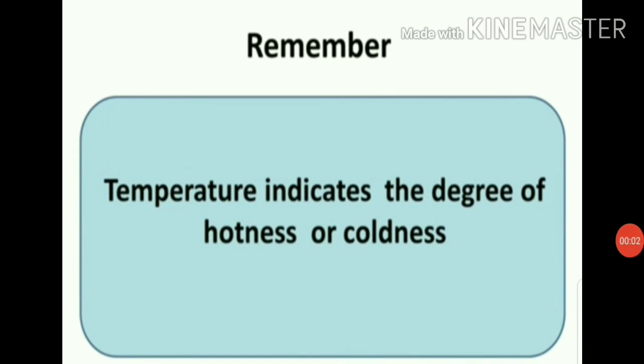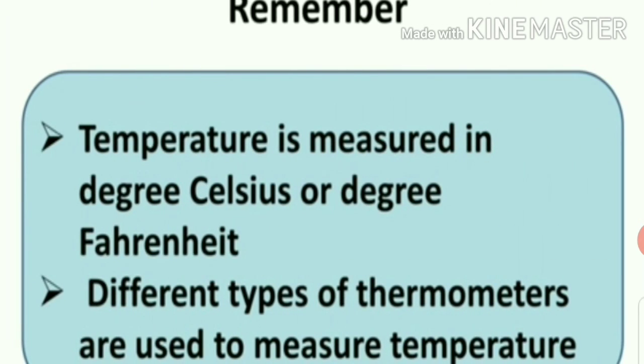So students, let's remember, temperature indicates the degree of hotness or coldness. Temperature is measured in degree Celsius or degree Fahrenheit. Different types of thermometers are used to measure temperature. So my dear students, that's all for today's class. I hope everything is clear to you.